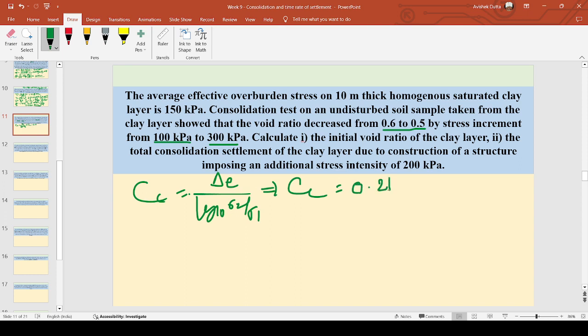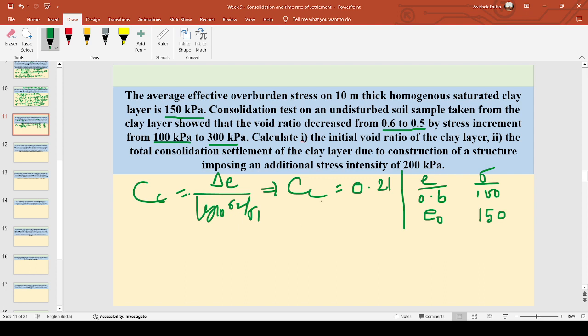We find out the compression index first. Using this compression index, at 0.6 the stress was 100, and 150 is the average initial stress on the soil. Make a chart like this: E and sigma. When E equals 0.6, sigma was 100. When E equals E0, sigma was 150. So the initial void ratio was less than 0.6.